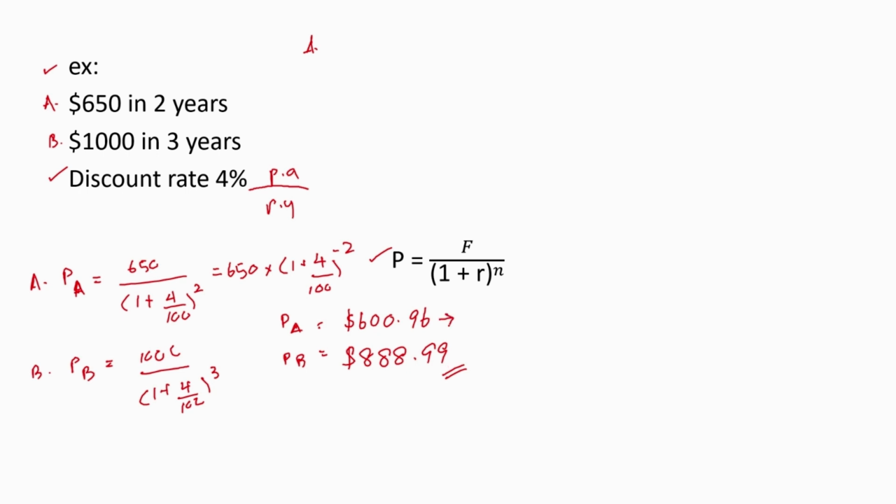Option A's present value means that if you receive $650 in 2 years' time, it is worth $600 now. So we choose the higher amount because we are receiving the money.